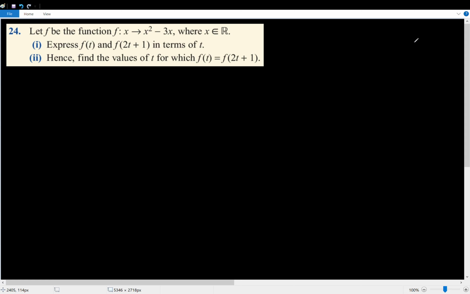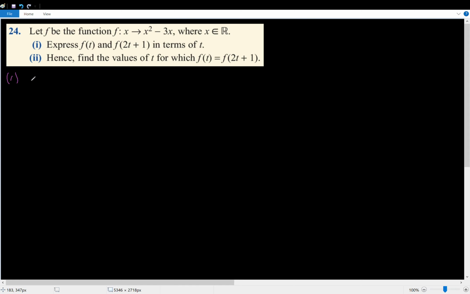This is question 24 from exercise 20.1 in Project Maths 2. We have to let f be the function f of x is x squared minus 3x, where x is an element of R. And for part 1 we have to express the f of t and the f of 2t plus 1 in terms of t. So let's do that first before we go into part 2.